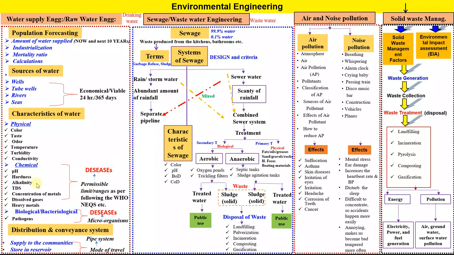Of all the properties, the chemical ones are the most important, because most diseases depend on the chemical properties. For example, the permissible limits or ranges follow the WHO or the NEQS, which means the national standards. If you are working in India, you have to follow the WHO or your country's, meaning India's, water quality standards.